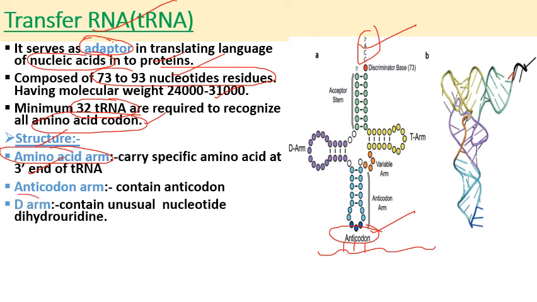And then comes D arm, which contains an unusual base, that is dihydrouridine. So this is present in the D arm. It helps in recognition by ribosome. So ribosome इससे recognize करता है tRNA को.